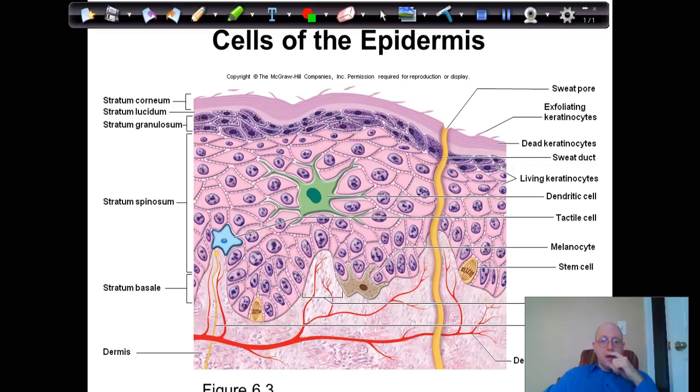Okay? Alright, but still, melanocytes are one of the other cell types in the stratum basale besides the stem cells and the keratinocytes. And then we've got this one, a tactile cell, or Merkel cell.